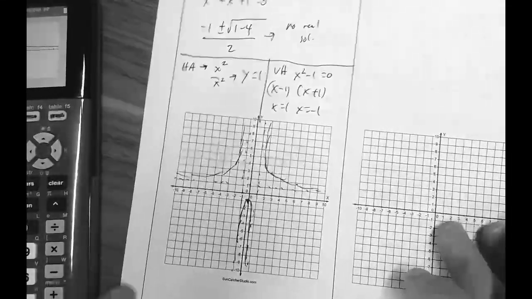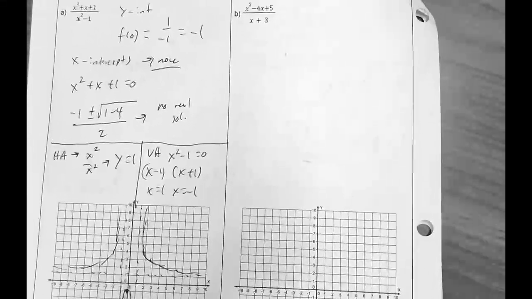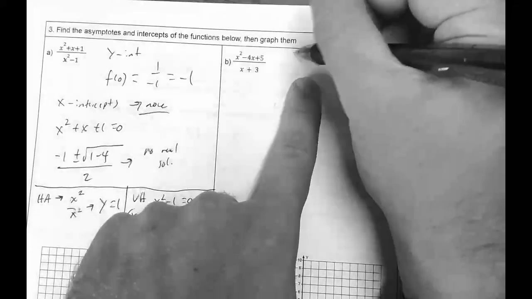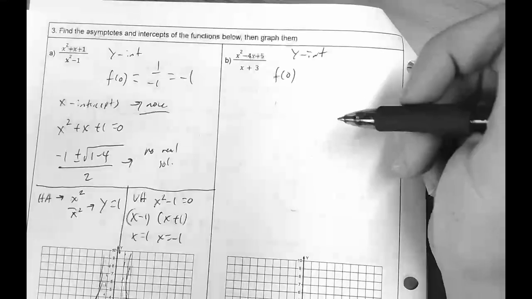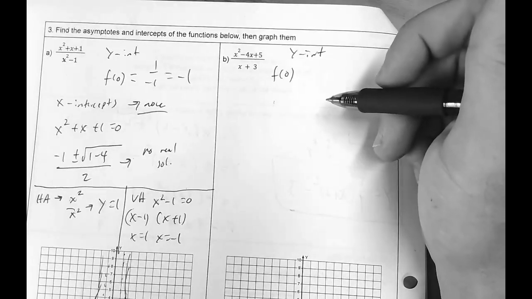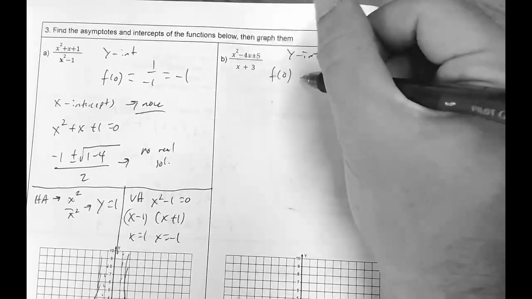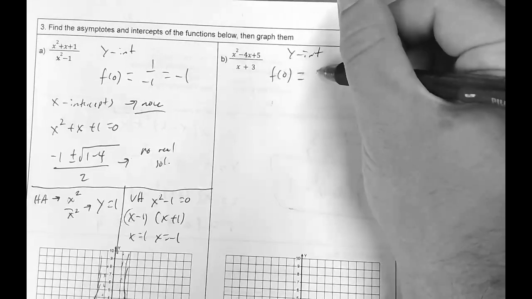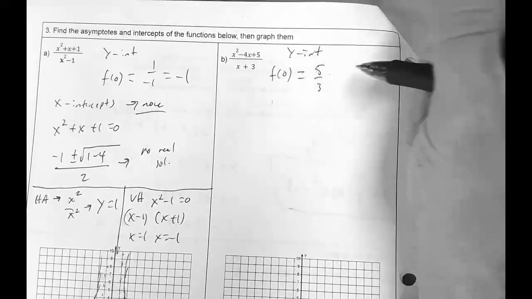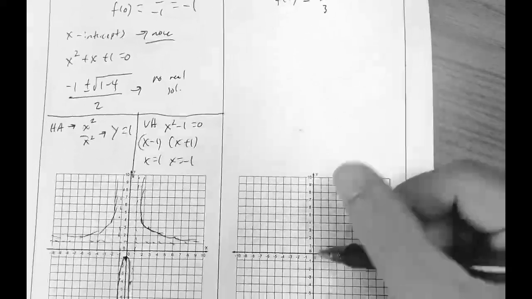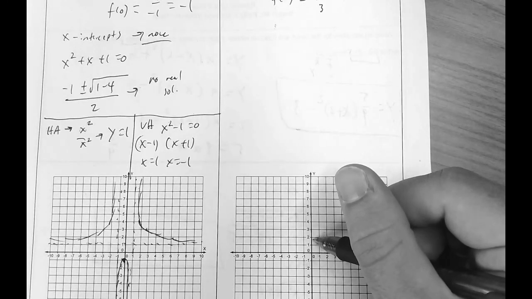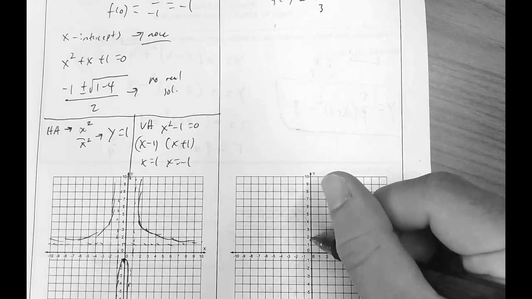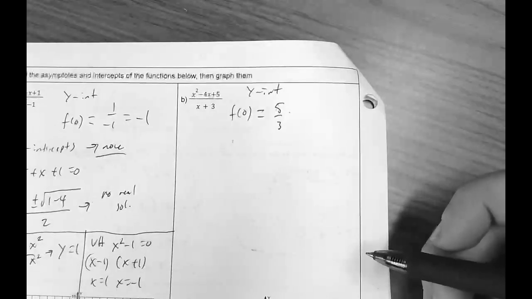Okay. Same idea for B, same order, right? So the y-intercept is going to be f of 0. Make sure you know how to do all these: y-intercept, x-intercepts, vertical asymptotes, horizontal asymptotes, holes. F of 0 is going to be just 5 over 3. So 5/3 is going to be up here. What is 5/3? 1 point something, like it's around here. Okay.